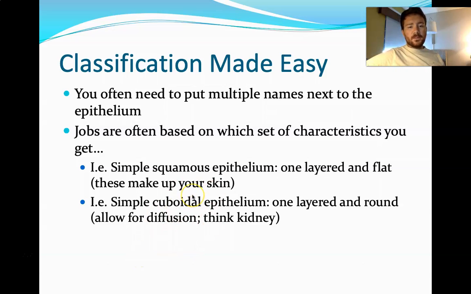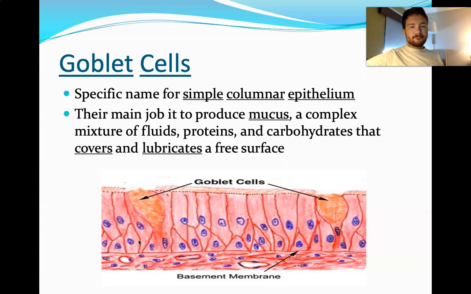Simple cuboidal, one layer and round. Rounded kidneys use that, again, for diffusion. You don't want your kidneys layers to be too thick, but you want it to be thicker than skin, right? And so the simple layer allows for diffusion. The cuboidal allows for the movement of air and other particles through.